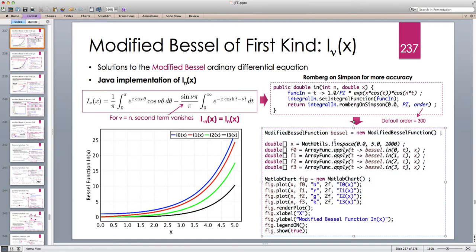I create my modified Bessel function. X goes from 0 to 5, and remember I n is exponentially growing, so if we go from 0 to 10, we suddenly jump to very large numbers. That's why I'm limiting it to 0 to 5. Then we calculate I0, I1, I2, I3, and create our MATLAB chart figure. I0 is blue, I1 is red, I2 is green, and I3 is K, which is black. Then we render it, set the X and Y labels, turn the legends on, and show the plot. So this is the result, exponential growing. I0 starts from 1, and the rest of the I's start from 0.